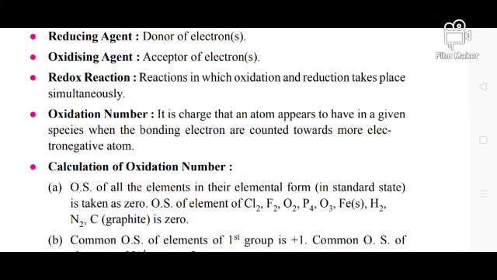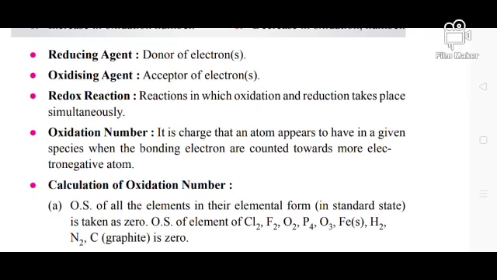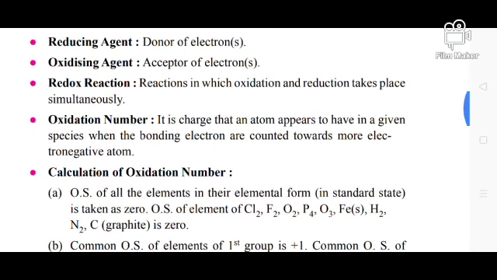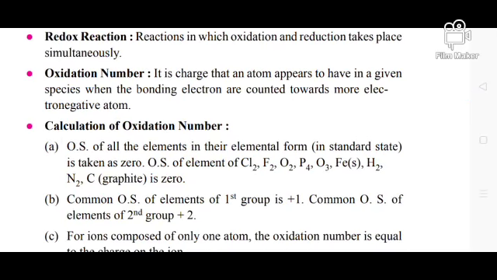Sometimes we can observe in the different peptides that the redox reaction occurs. That means both the oxidation as well as the reduction reaction take place simultaneously in a cell. So this is the idea about the redox reaction. After that, the next one is the oxidation number.